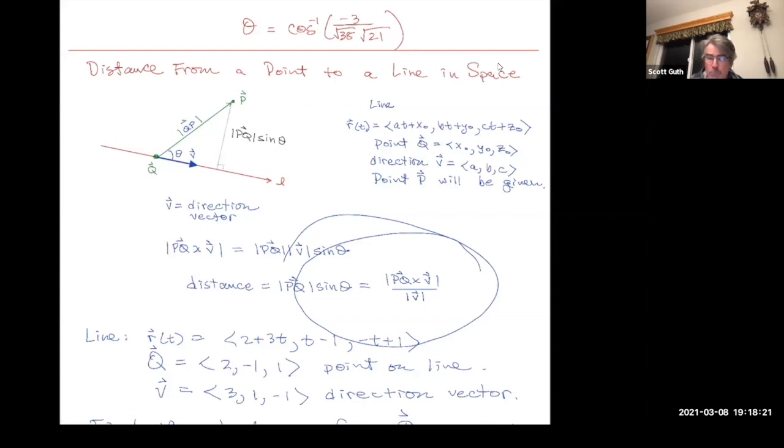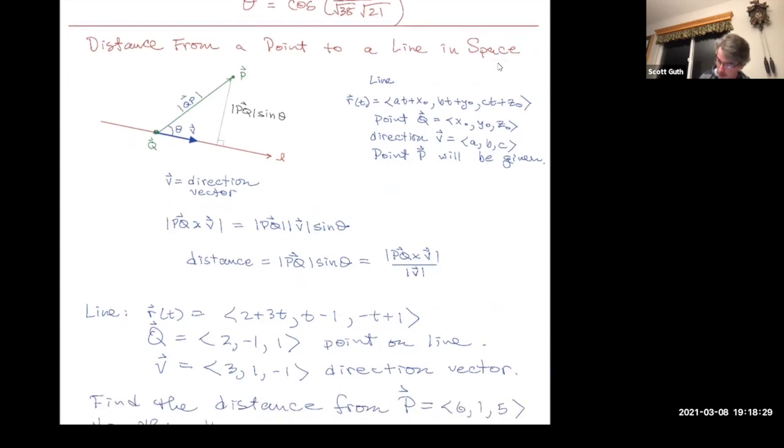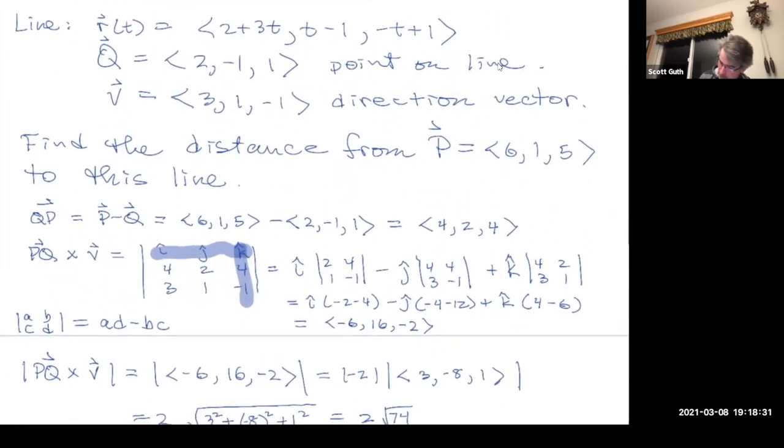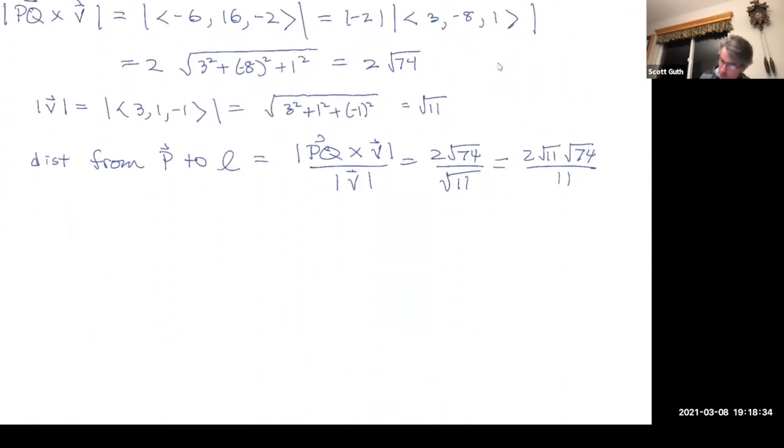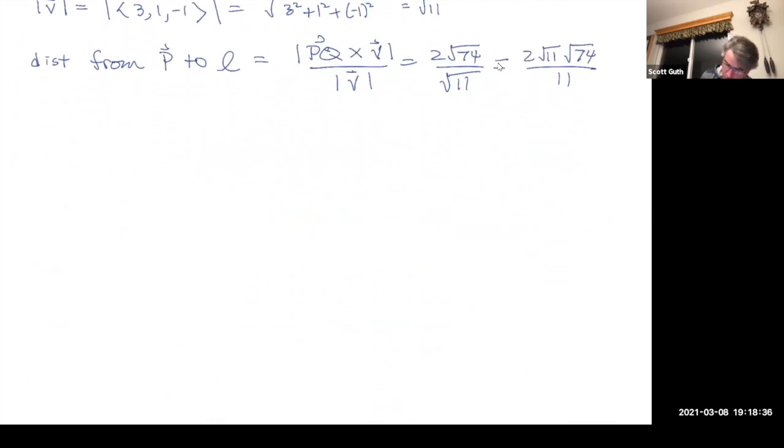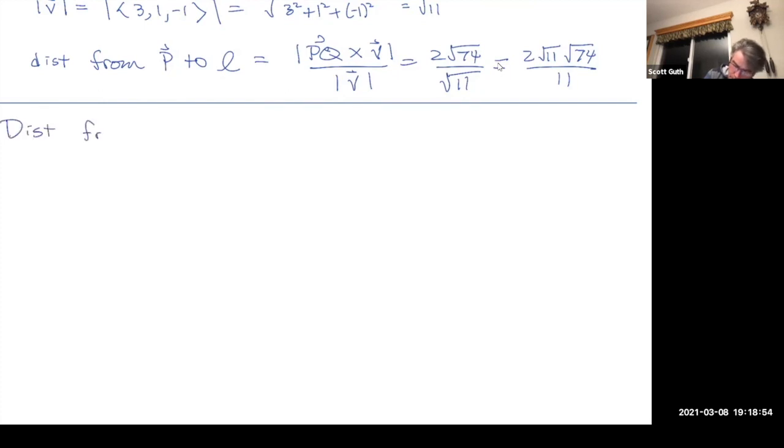Okay. Any questions about that? We're going to take our break in a minute. But before we do, I think I want to do the distance from a point to a plane, and I don't think I'll do an example of that. So I'm going to do the same sort of development, distance from a point to a plane.